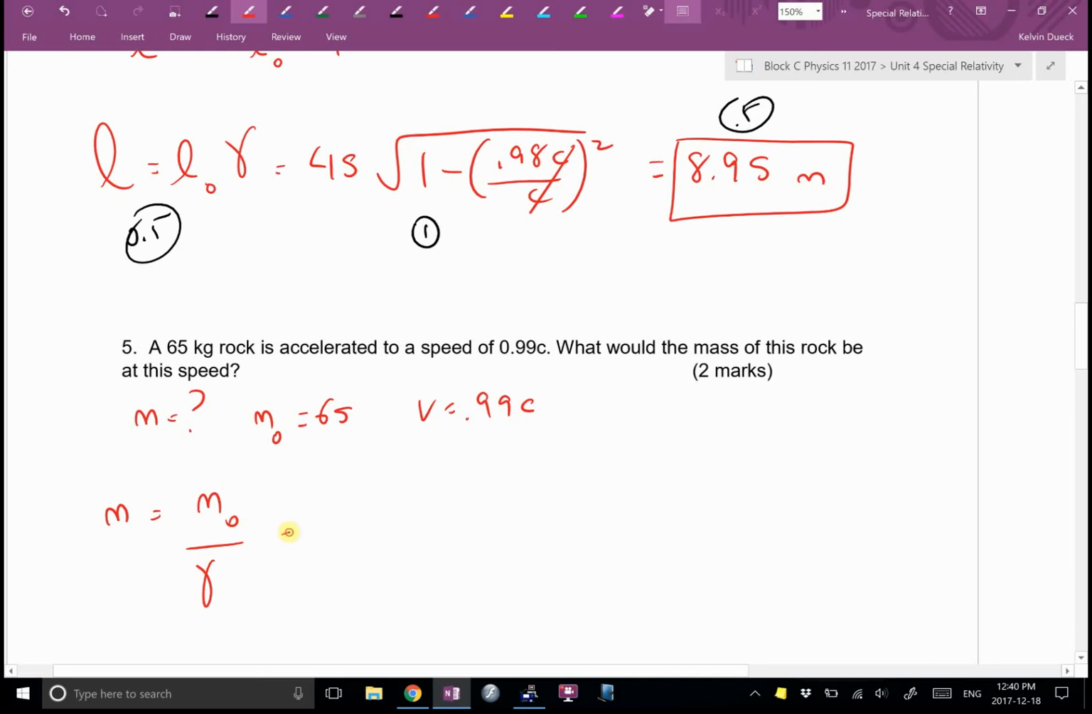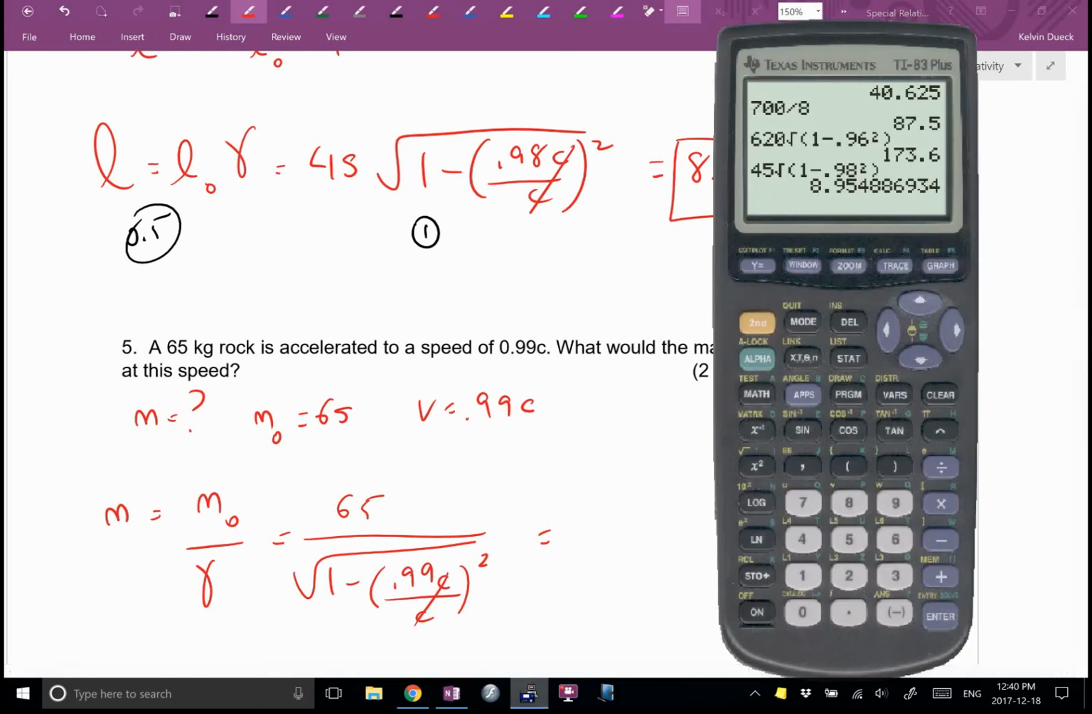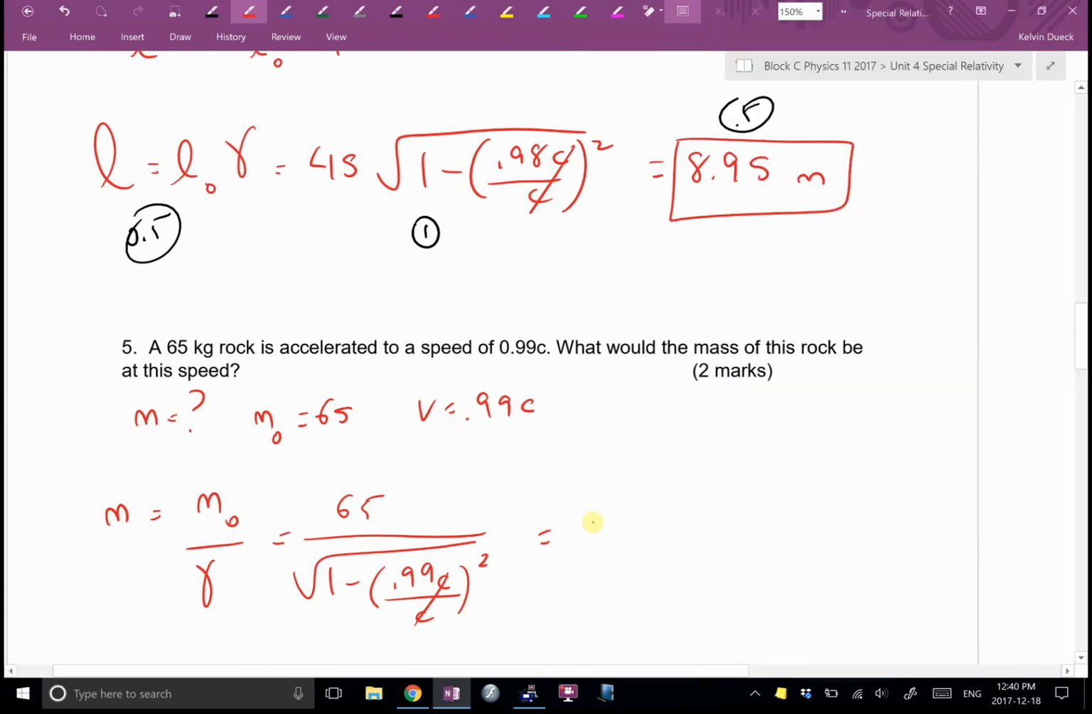We divide? Yeah. So it's going to be 65 divided by the square root of 1 minus 0.99 c over c squared. Do I see? Yes, I see. So if I want to type this in, it's going to be 65 divided by square root bracket 1 minus 0.99 squared. You may be at the point where you've practiced enough with your calculators, Christian, that you don't have to do each step one at a time and use your answer button and work your way out. Do you get 461? 460.8? I'll go 461 kilograms.